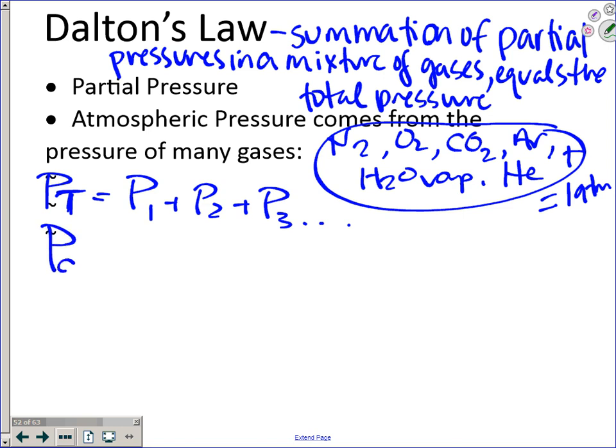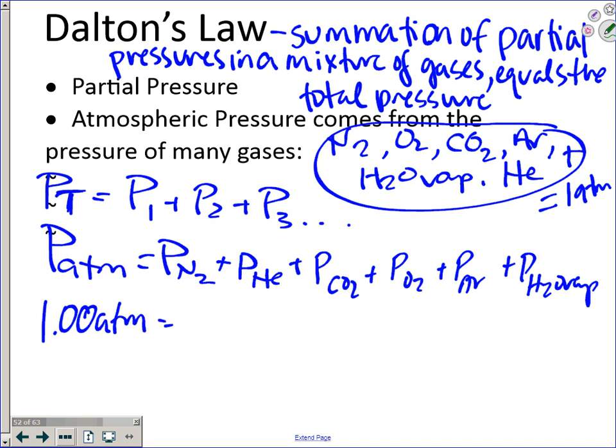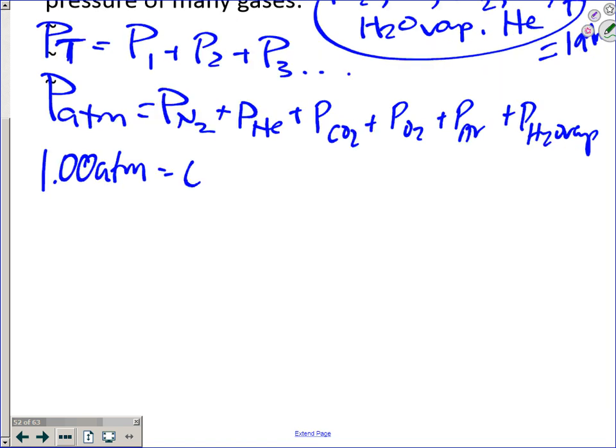For us, we'll say P of atmosphere is equal to P of nitrogen plus P of helium plus P of carbon dioxide plus P of oxygen plus P of argon plus P of water vapor, and the list goes on, but I think I captured everything you had here. All of this collectively should equal what? 1 atmosphere, right? I could tell you each of these partial pressures except for 1, and you could solve for that 1. I could say the partial pressure of nitrogen is 0.71 atmospheres plus X, and you could solve for the partial pressure of helium.